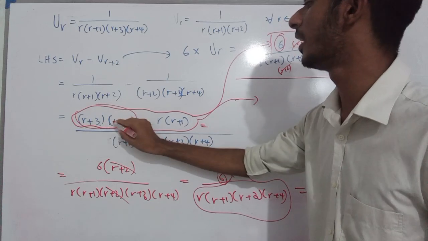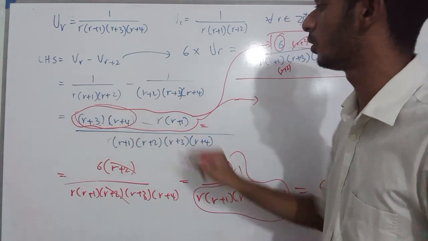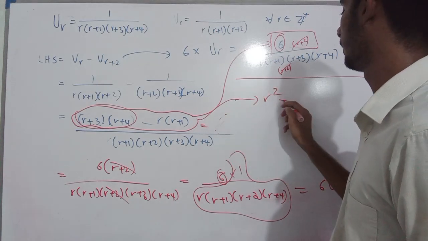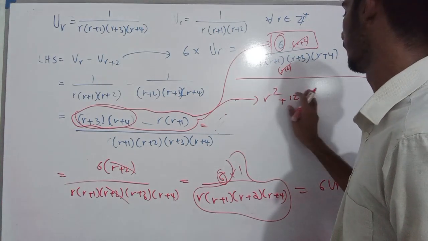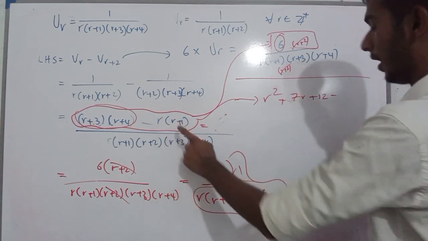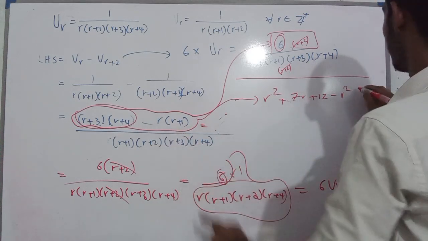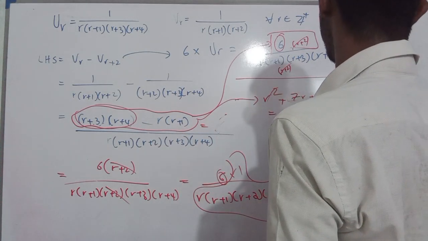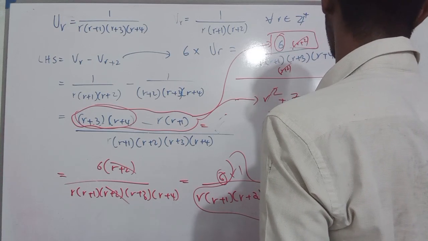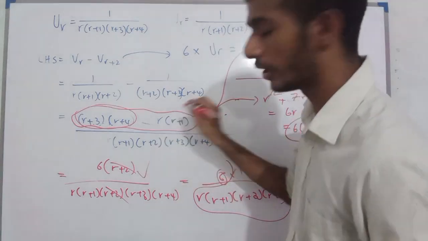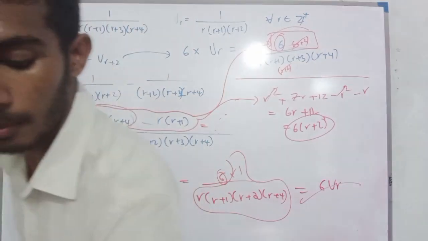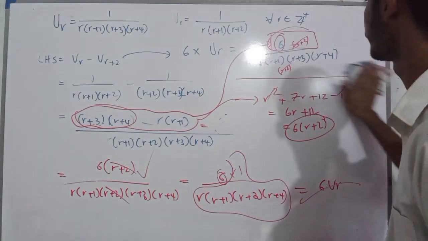R squared plus 3r plus 4r, 7r, plus 3 into 4, 12. R squared, I am writing here, okay? R squared plus 7r plus 12 minus R squared minus R. So this and this will go, 6r plus 12, then 6 into r plus 2, right? So 6 into r plus 2. So I wrote it here, and we have proven the first part of the series question.